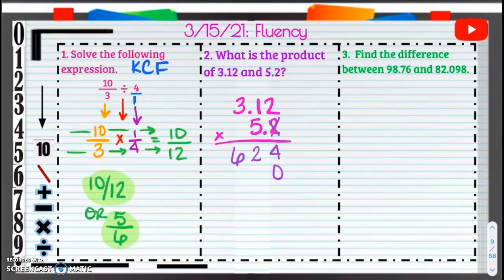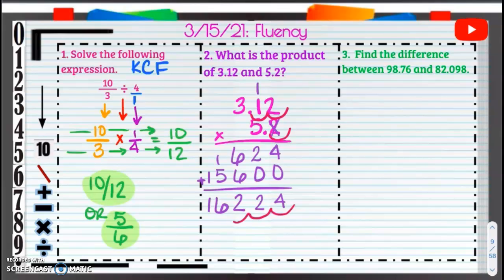I'm going to put that placeholder 0. 5 times 2 is 10. 5 times 1 is 5, plus 1 is 6. And 5 times 3 is 15. We're going to add them up. We get 4, 2, 12, 6, and 1. Don't forget to put our decimal back in. 1, 2, 3. 1, 2, 3. So our answer is 16 and 224 thousandths.